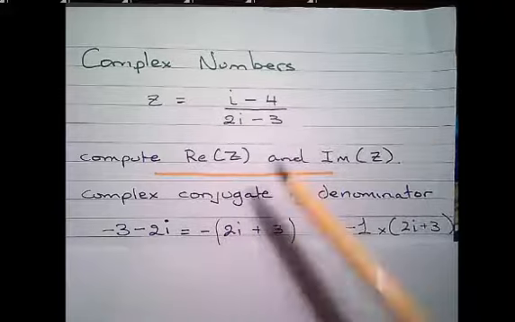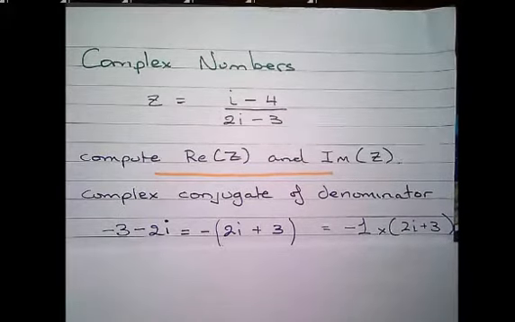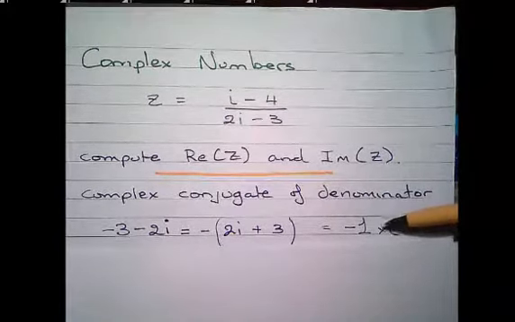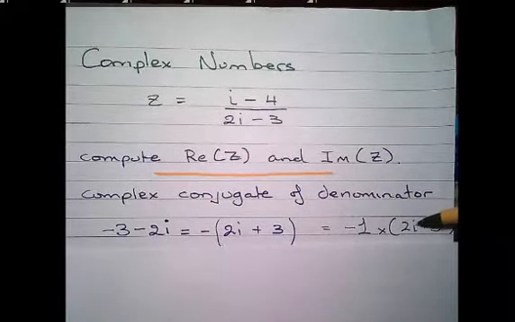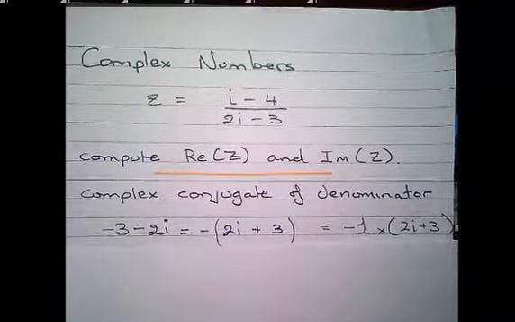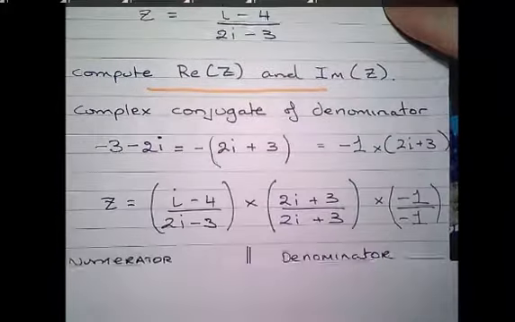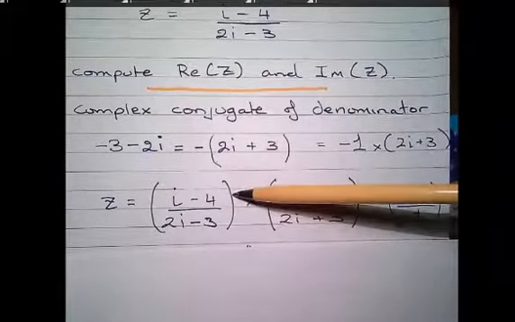Okay, so it's essentially changing the sign of the real part, which is constructively the negative of the complex conjugate of the denominator. So we could express that out a little more fully: minus 1 times 2i plus 3. Okay, so essentially I'm just messing around a little bit with the complex conjugate of the denominator. So this is how we would tackle the problem.